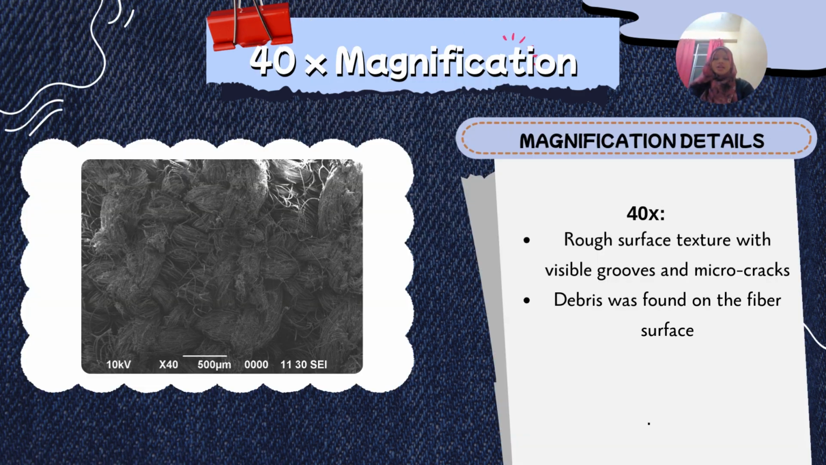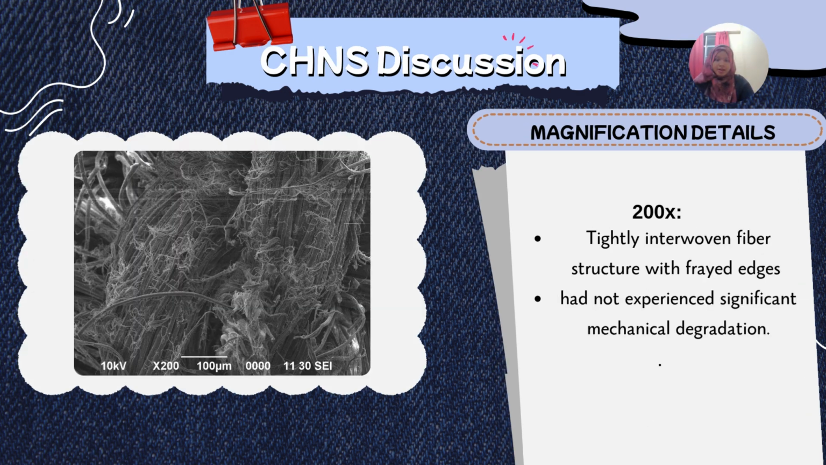The magnification details at 40 times show that the texture of the fiber arrangement was rough, with visible grooves and microcracks present. Debris was also found on the fiber surface. It shows that the material was susceptible to particle adsorption. The magnification details at 200 times show a tightly interwoven fiber structure with frayed edges. It had also not experienced significant mechanical degradation.